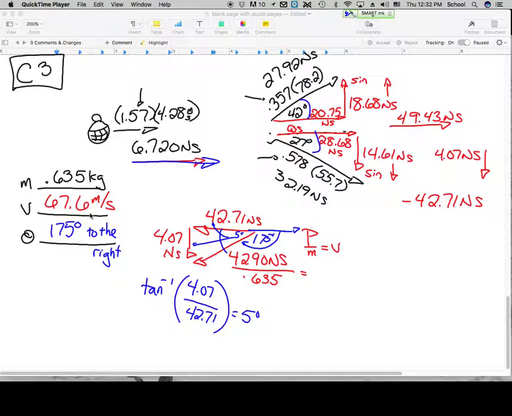And really the only equation we used was P equals MV. Over and over and over.